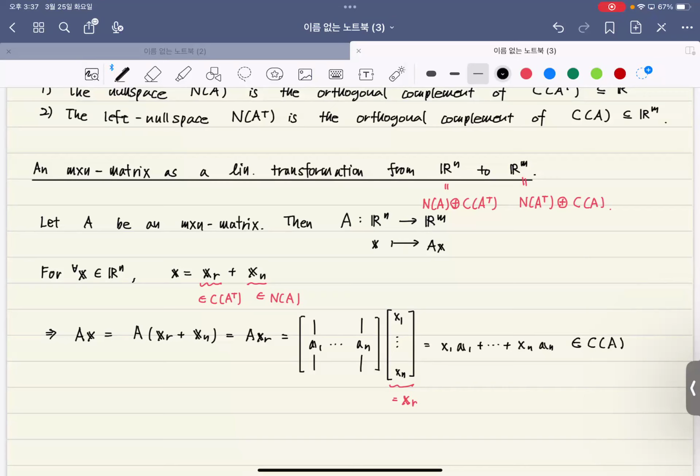So if you try to understand A as a linear transformation from Rn to Rm, then the image of every vector from your domain always lies in the column space of A. If I want to borrow the terminology from set theory, I can say the range of this linear transformation is the column space. Okay.